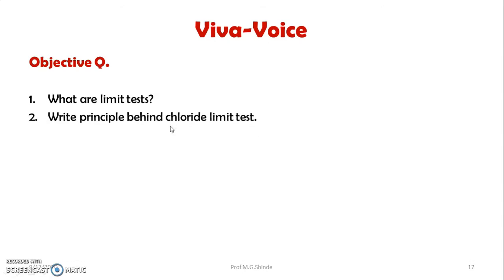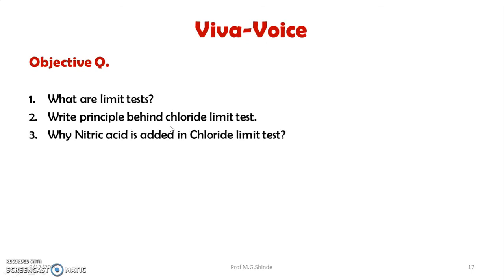The second question is, write the principle behind the chloride limit test. As we discussed earlier, the principle of the chloride limit test is based upon the reaction between soluble chloride ions and silver nitrate solution. After the reaction between the silver nitrate and soluble chloride, it produces silver chloride, and that produces turbidity or opalescence in the solution. And then we can compare the turbidity of the test sample with that of the standard solution.